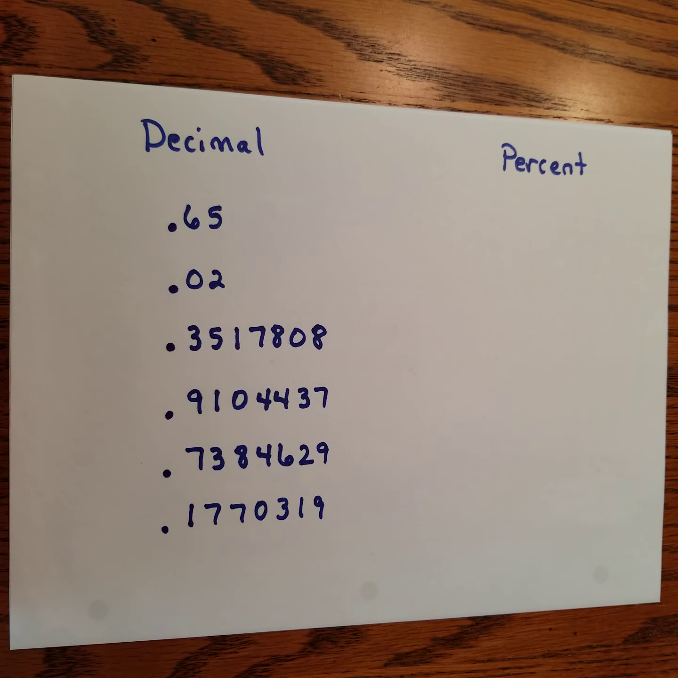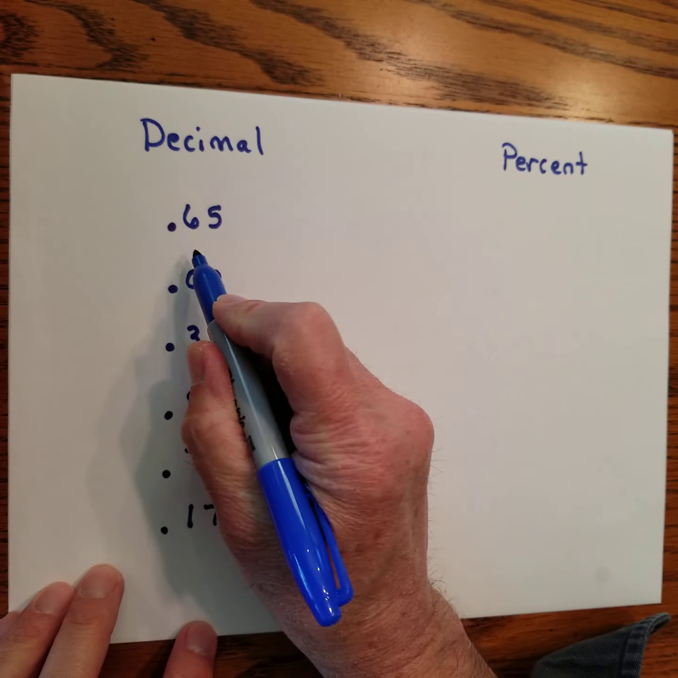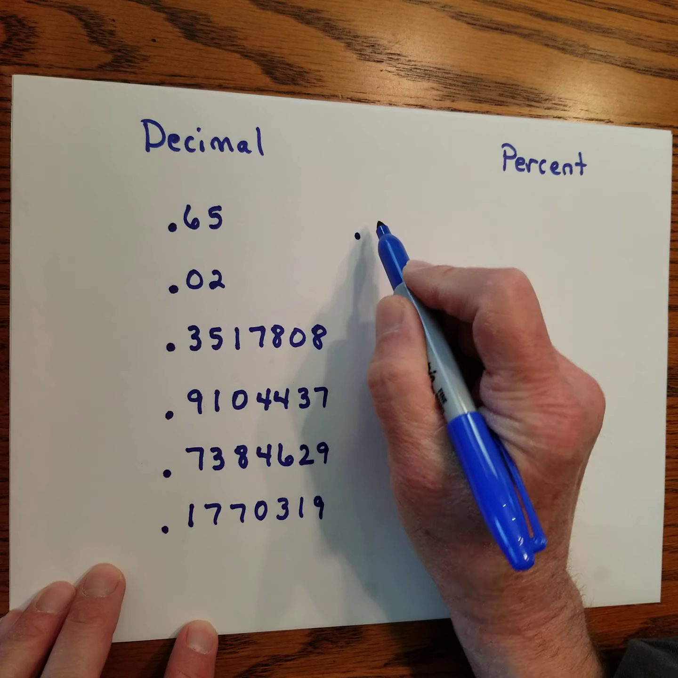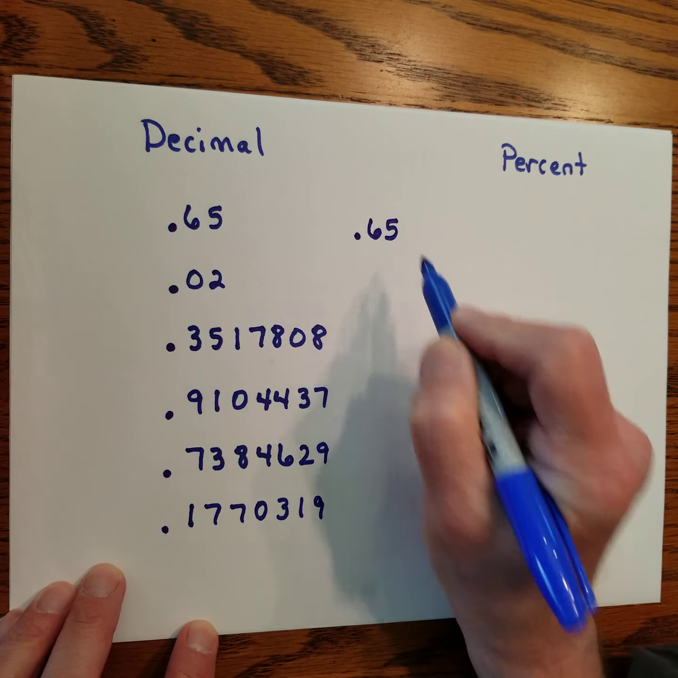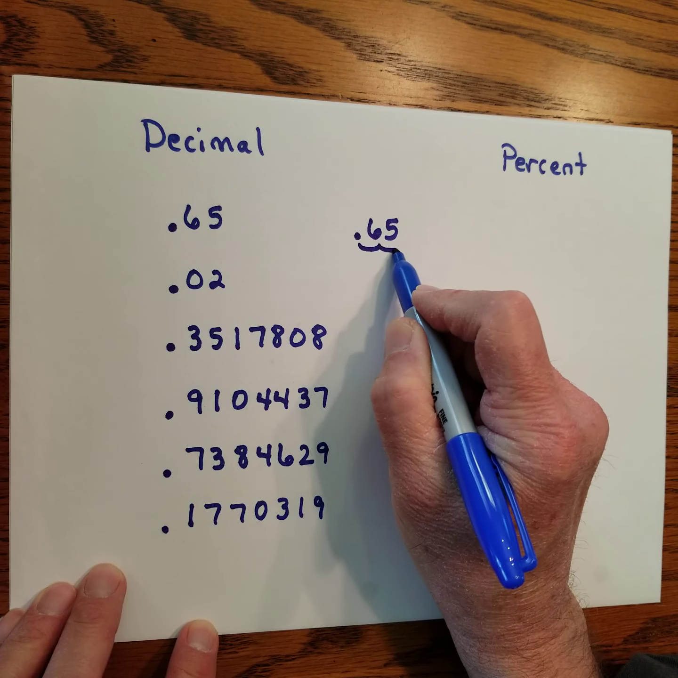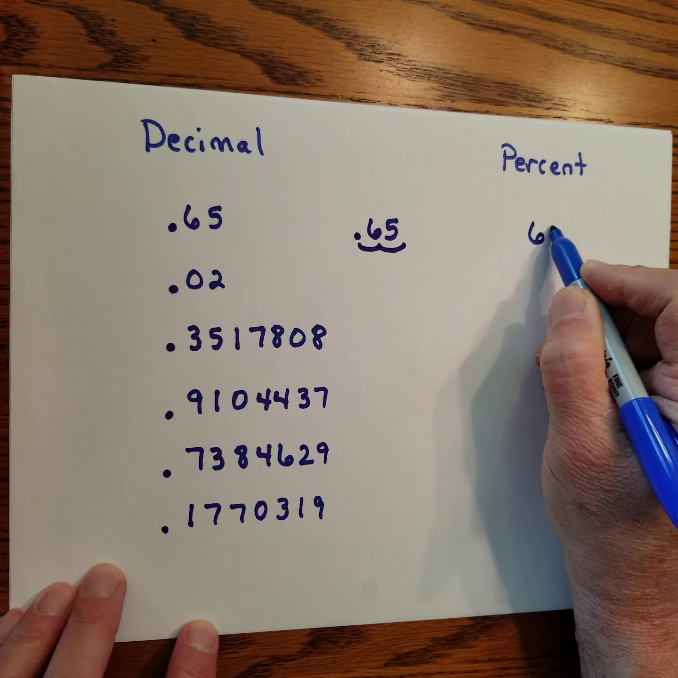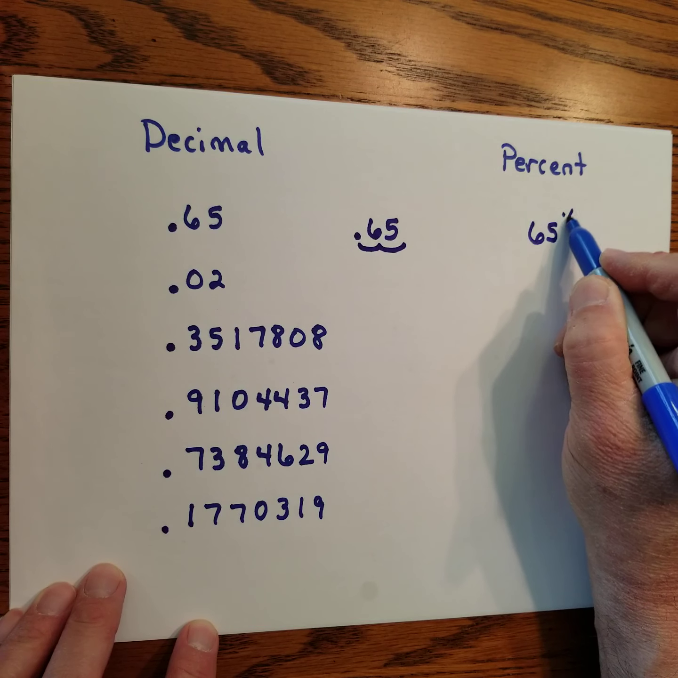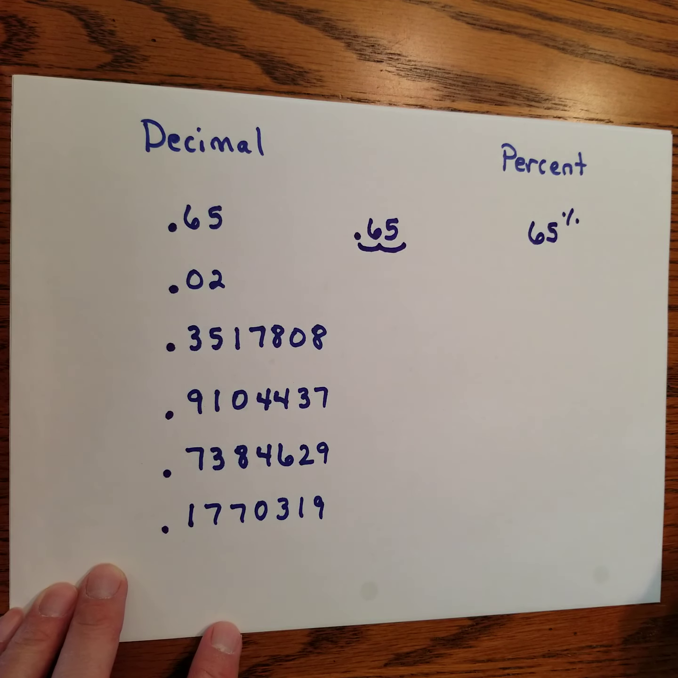Before we look at these application problems, let's review a little. We have to be very good at changing decimals into percentages. When the decimal is 0.65, I can change it into a percentage by moving the decimal point 2 spots to the right. 0.65 becomes 65%.